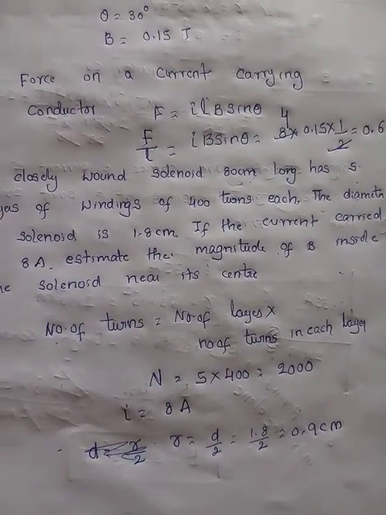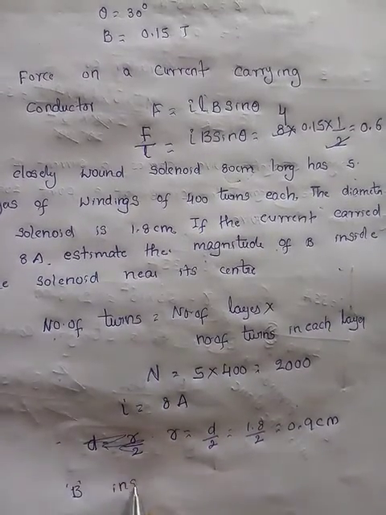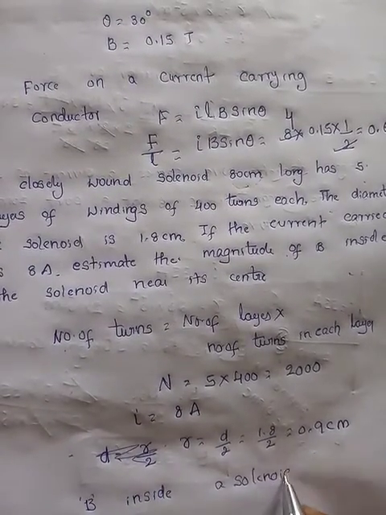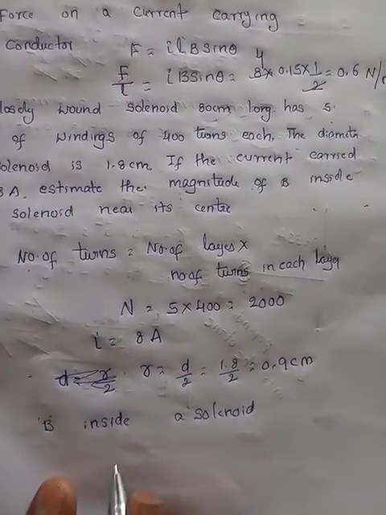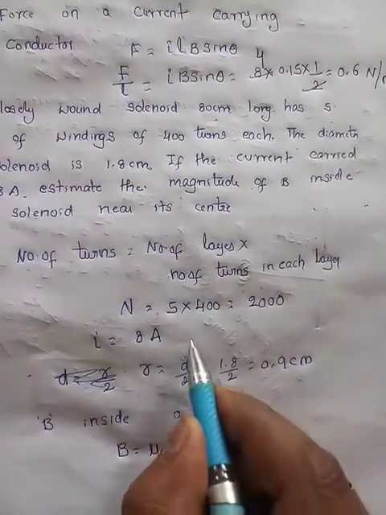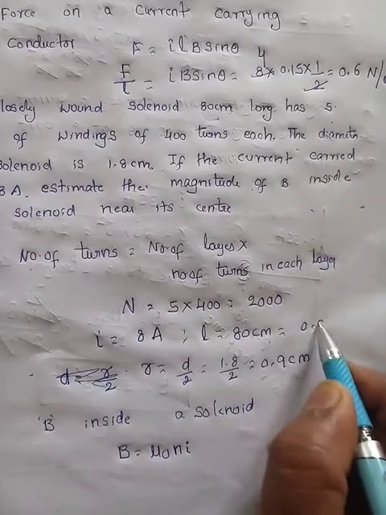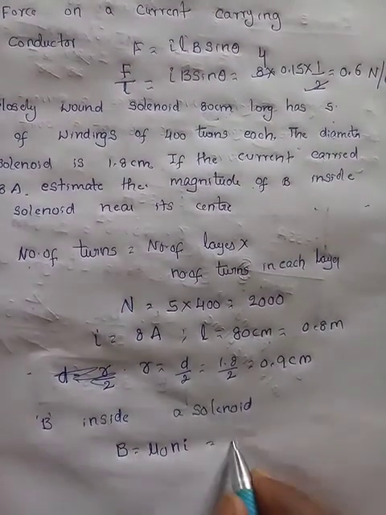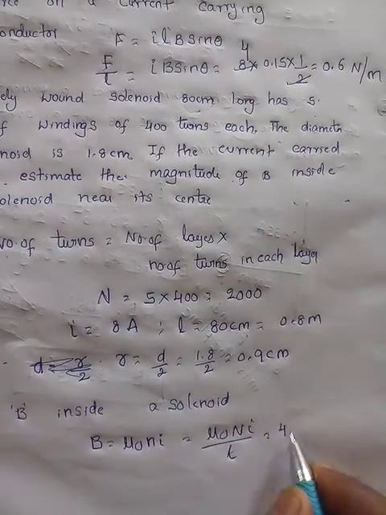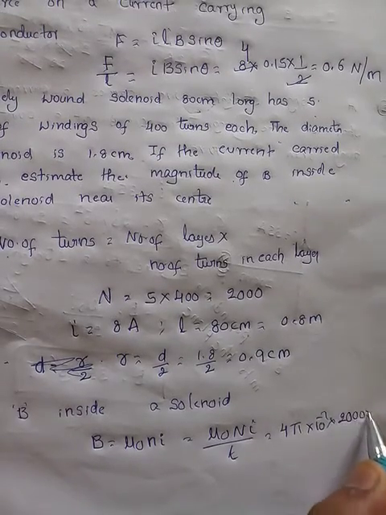Next is the magnetic field inside a solenoid. What is the magnitude of magnetic field inside a solenoid? B is equal to mu naught N I by L. Here they have given length also. What is the length of the solenoid? 80 centimeters, nothing but 0.8 meters. B is equal to mu naught N I by L. Okay, let's see: 4 pi into 10 raised to minus 7 into 2000 into I, how much?